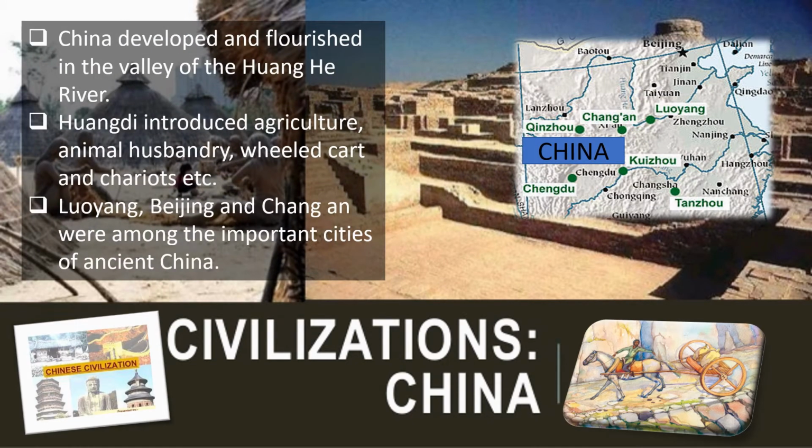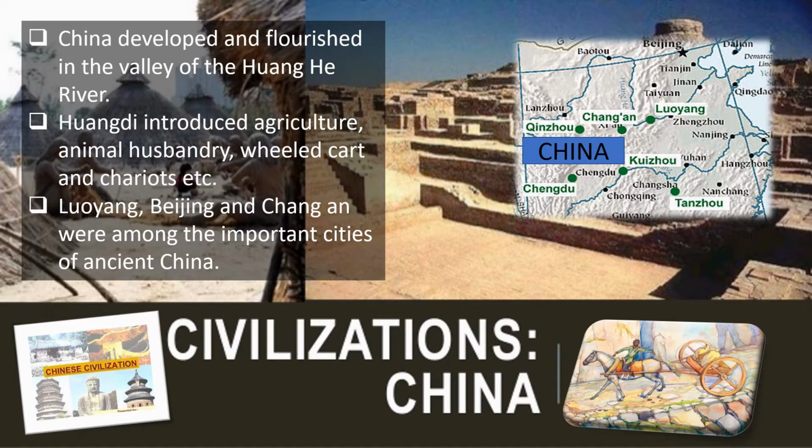Civilization in China. The ancient civilization of China developed and flourished in the valley of the Huang He River. According to Chinese tradition, a king named Huangdi introduced agriculture, animal husbandry, wheel carts and chariots, boats and clothing in China. Chinese people believe that his queen invented the technique of silk production and silk dyeing.